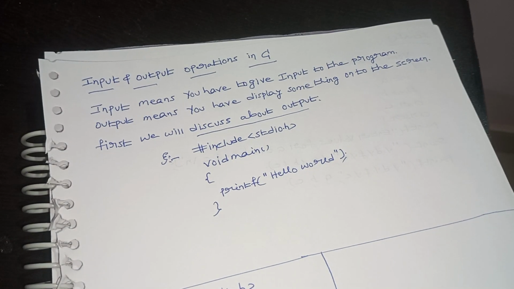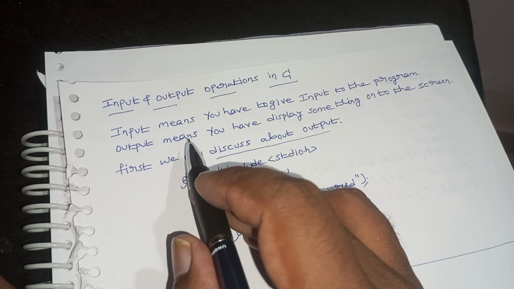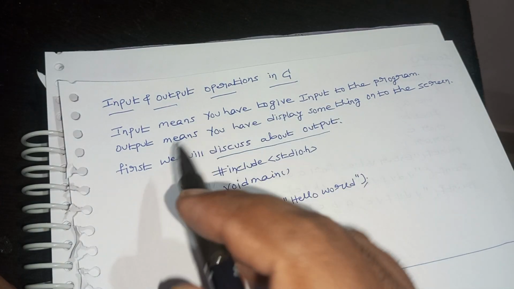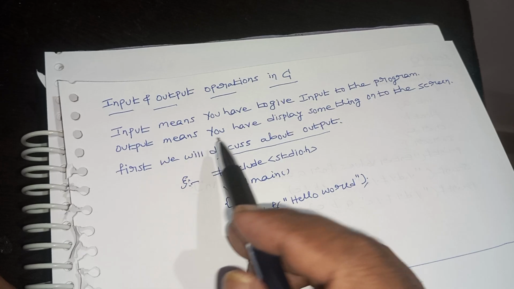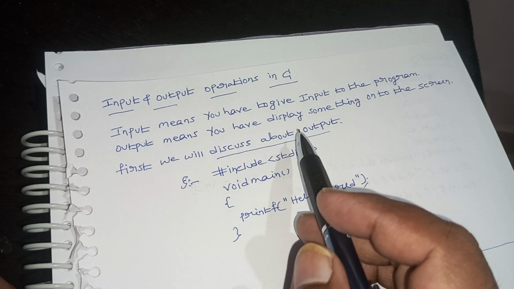Hello, in this class I am going to discuss the input and output operations in C. First of all, what is the meaning of input? Input means you have to give input to the program. Output means you have to display something onto the screen.